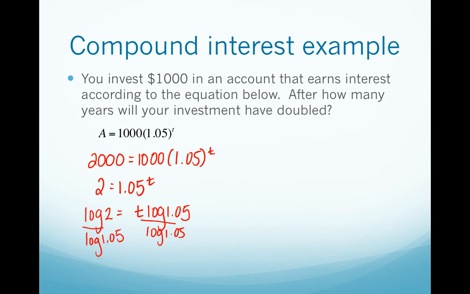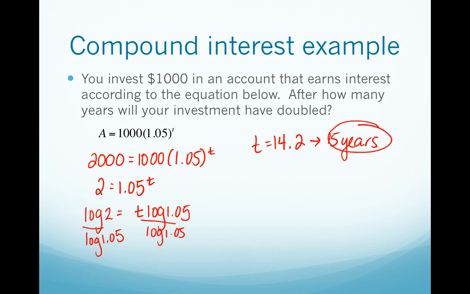And then I definitely would need my calculator here. So I would type in the log of 2 divided by the log of 1.05. And I end up getting 14.2. So it is whole number of years, and we would need to round that up because if I only left my money in there for 14 years, it would be less than doubled. So this would have to round up to 15 years.